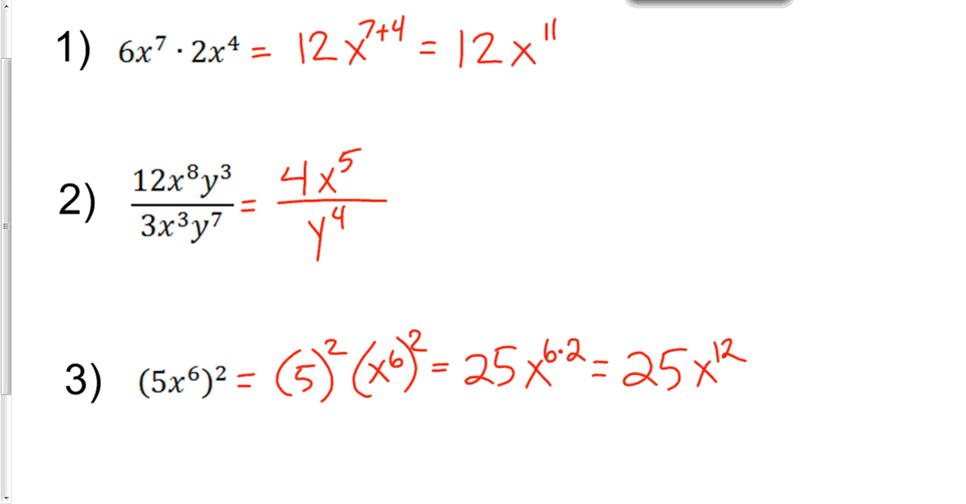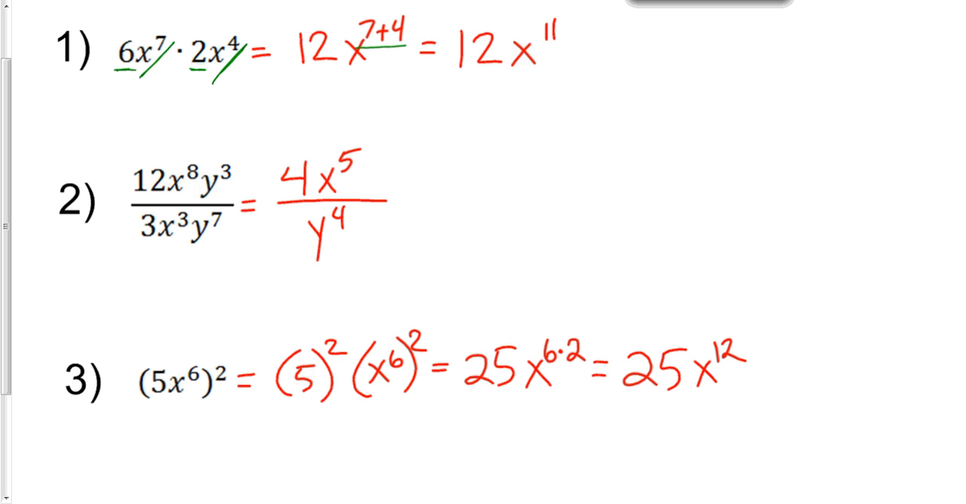Here at number 1, we've got multiplication. Start with your coefficients. Multiply them together. 6 and 2 gives you 12. You have like bases, x to the 4th, x to the 7th. Multiplying like bases tells you to add the exponents. 7 and 4 gives you x to the 11th power.